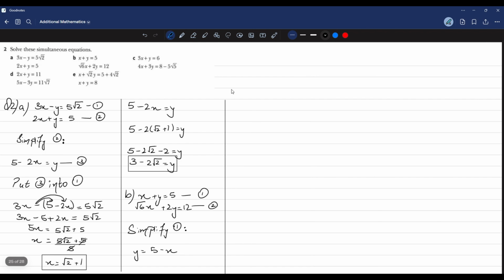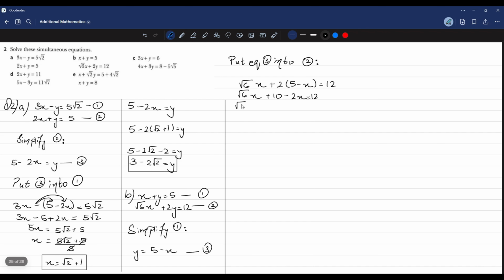Okay. We'll call this equation number 3. Now put equation number 3 into equation number 2. We are going to get y under root 6 x plus 2 multiplied by 5 minus x is equal to 12. Now simplify this further. Under root 6x plus 10 minus 2x is equal to 12.